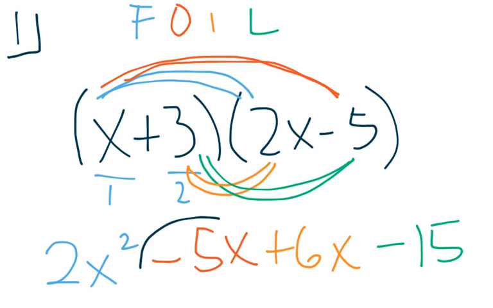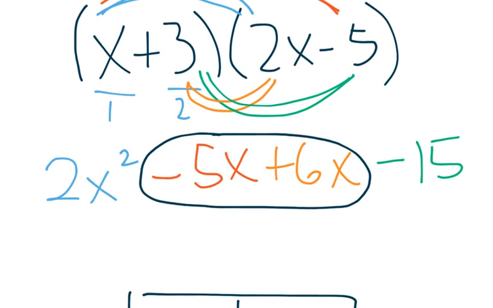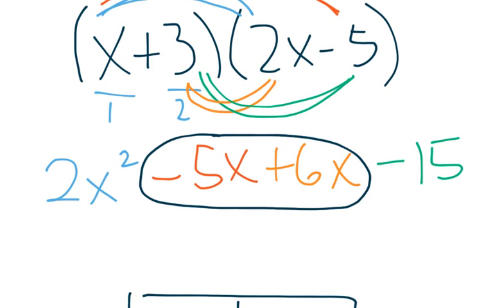So you have negative 5x and 6x. You can only combine them if they have the same letter and the same exponent. And so what you end up with is 2x squared plus x minus 15.